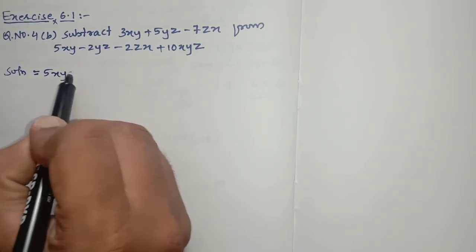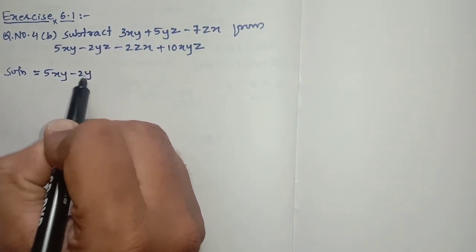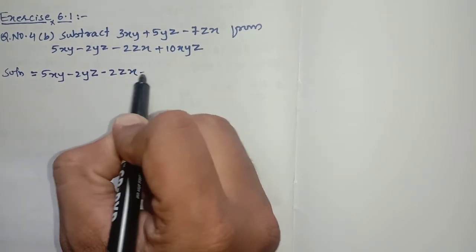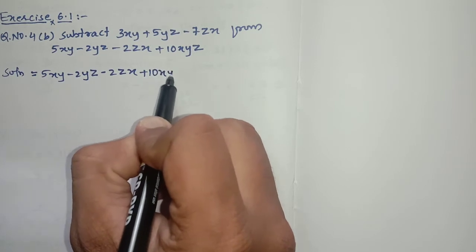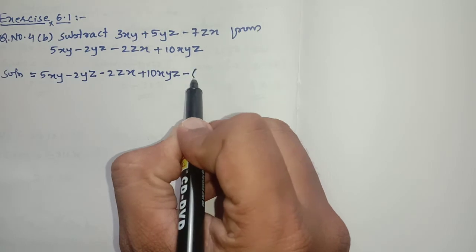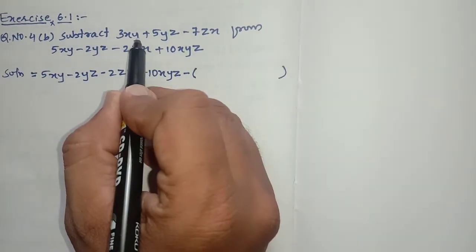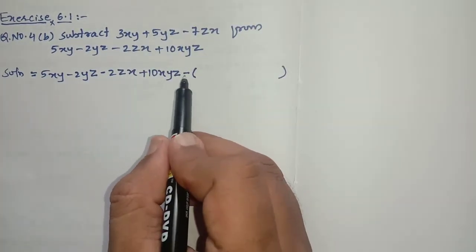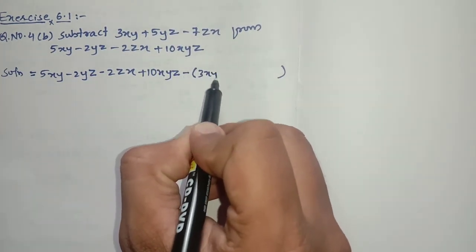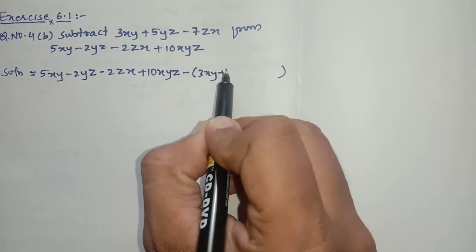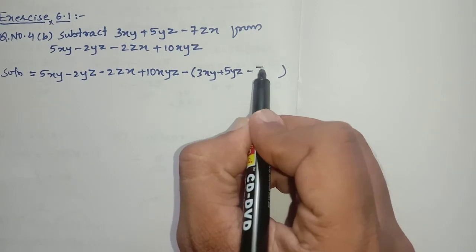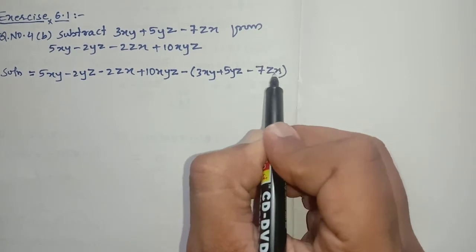So 5xy minus 2yz minus 2zx plus 10xyz minus of, we have to write this expression in the bracket because we have to subtract it. 3xy plus 5yz minus 7zx.